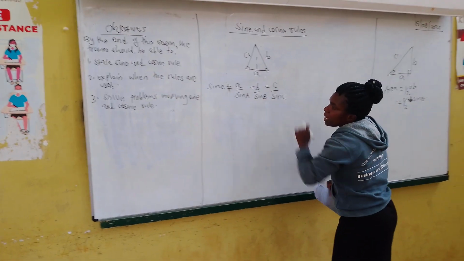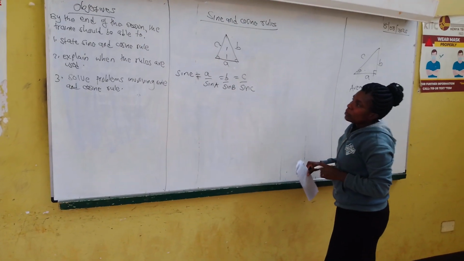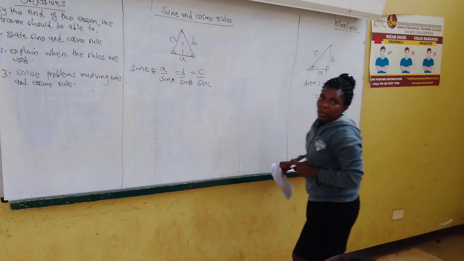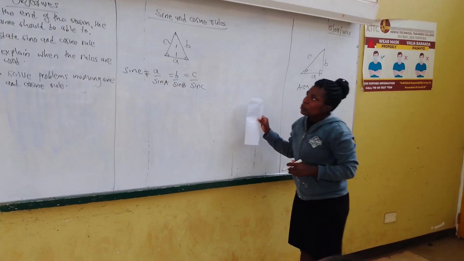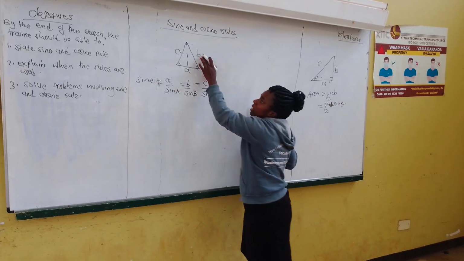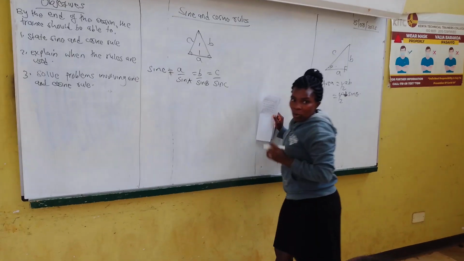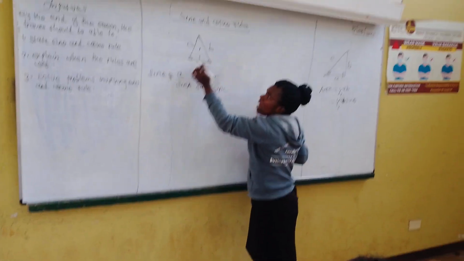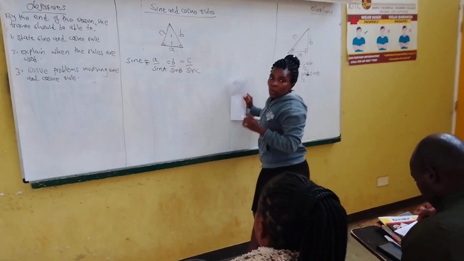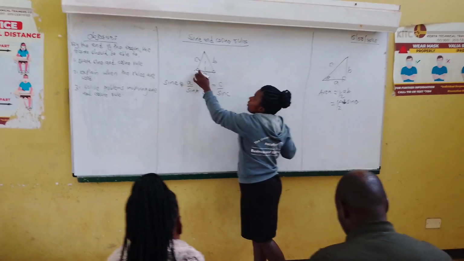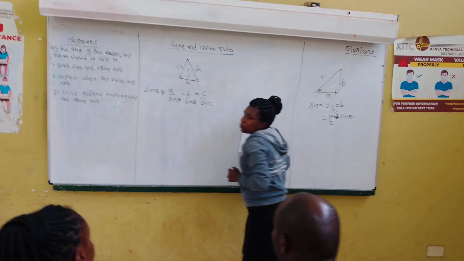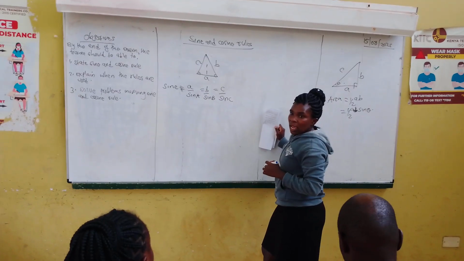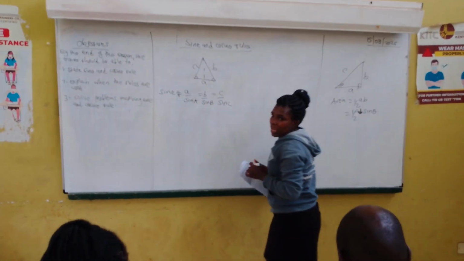When do we use the sine rule? We use it when you have been given either two sides and one angle, or when you are given one angle and one side, and they are asking you for the next angle. That is when we use the sine rule.